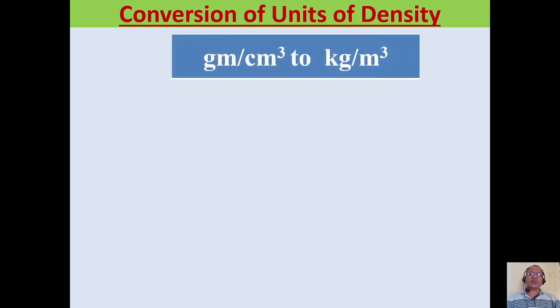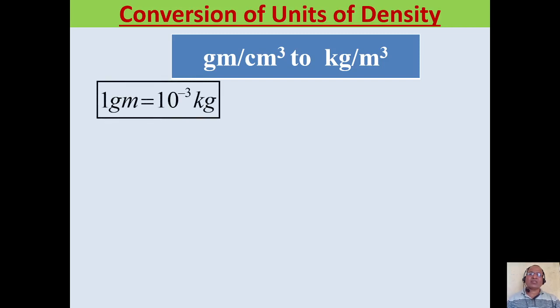Now we will convert units of density. We know that the unit for density in SI system is kilogram per meter cube. In CGS system it is gram per centimeter cube. If any unit is given in gram per centimeter cube, we have to convert it into the SI unit, that is kilogram per meter cube. Again we know that 1 gram stands for 10 raised to minus 3 kilogram, whereas 1 centimeter stands for 10 raised to minus 2 meter.